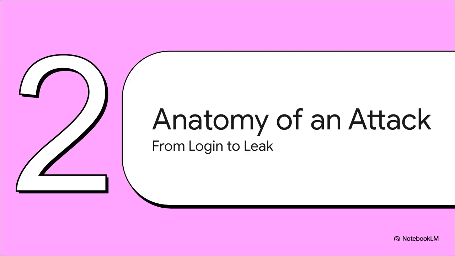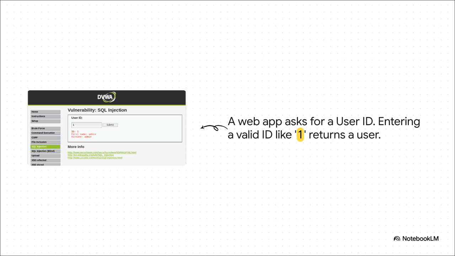Okay, so let's get our hands dirty and see how a hacker actually takes advantage of this misplaced trust. We're going to walk through a real attack step by step. For this, we're going to use something called the Damn Vulnerable Web Application. It's a tool made specifically for practicing this stuff. And look, when you use it normally, it works exactly like you'd think. You put in the user ID 1, hit submit, and it brings back the info for user number 1. So far, so good, right?